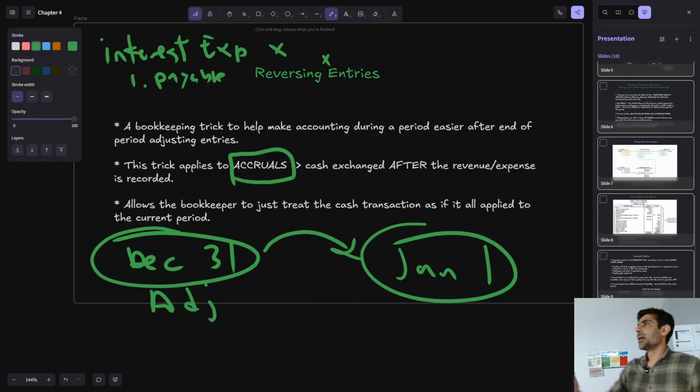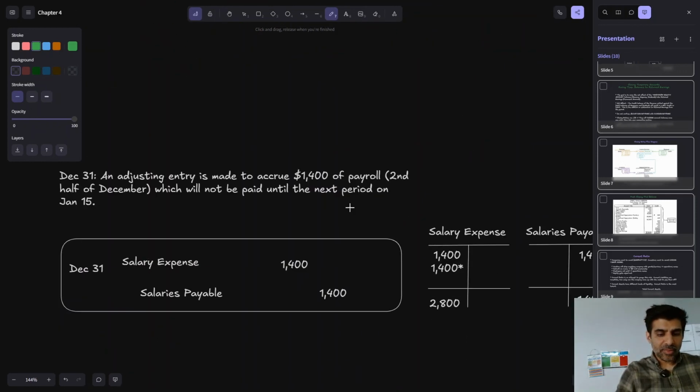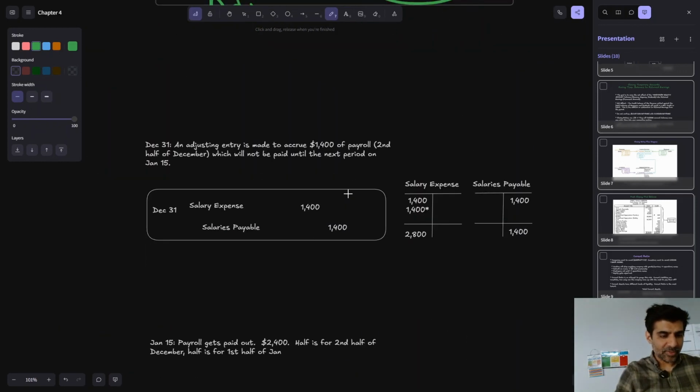Not for deferrals, like prepaid insurance at the beginning of the year where the cash was already transacted, and then we're doing an adjusting entry to adjust for an expense, or like depreciation. These are all deferrals. So again, just to be clear, this trick is only applicable to accruals. Now, I think it's easiest to show this with an example.